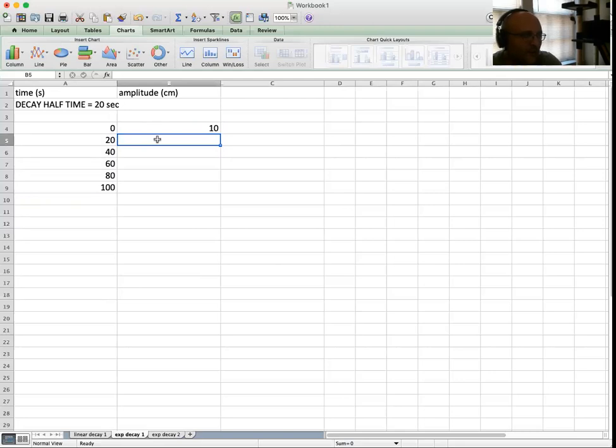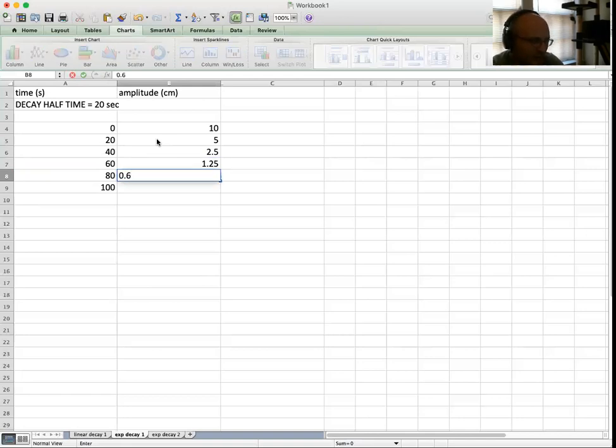So if at the start of my motion the amplitude is 10 centimeters, decay half-time equals 20 seconds means that after 20 seconds, the amplitude is cut in half, so half of 10 is 5. Then after another 20 seconds, so from 20 to 40, the amplitude's cut in half again, which is 2.5. And then after another 20 seconds, the amplitude is cut in half again, 1.25. And after 20 seconds, it's cut in half again. I think I can do this. What is that? Well, I think it's 0.6125, but why not get it right?